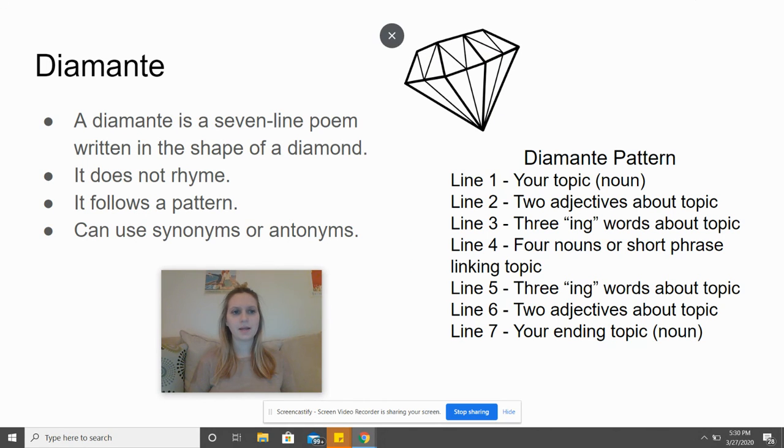Okay, this is a Diamante. It is a 7-line poem that is written in the shape of a diamond. It does not rhyme. It does follow a specific pattern, though. You can use synonyms or antonyms when you're doing this. Right over on the side of the screen, this will show the pattern that you use when you're writing this type of poem. I'm going to skip to the next slide.